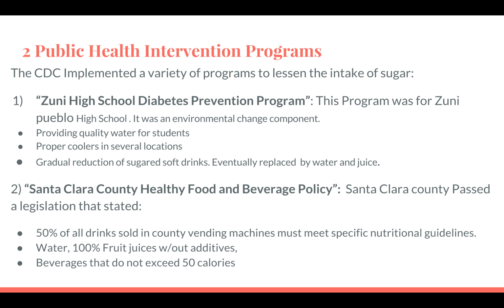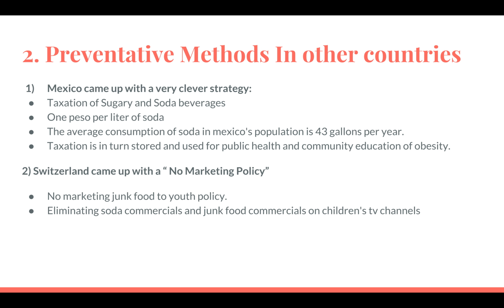Number two was the Santa Clara County Health, Food, and Beverage Policy. This was something that Santa Clara County passed. And it said that basically 50% of all drinks sold in the county vending machines must meet specific nutritional guidelines. So there had to be water, there had to be 100% fruit juice with no additives, and the beverages could not exceed 50 calories. So, preventative methods in other countries.